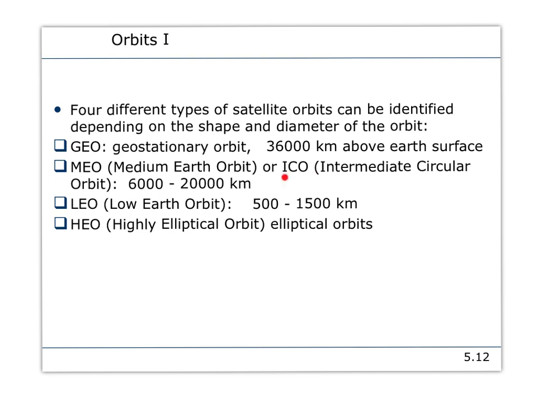This is an example of what we call intermediate circular orbit. This is a specific satellite system that has been deployed in these orbits. And there is the LEO, and we'll talk about why we have only 3 categories and not more. LEO is the most common now, especially nowadays, and we'll talk about why. This is between 500 and 1,500 kilometers. And of course, there is the highly elliptical orbit, which is very, very uncommon.